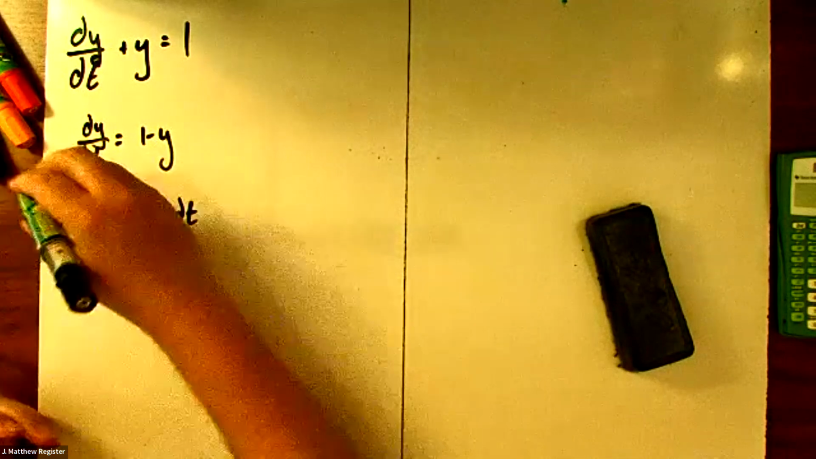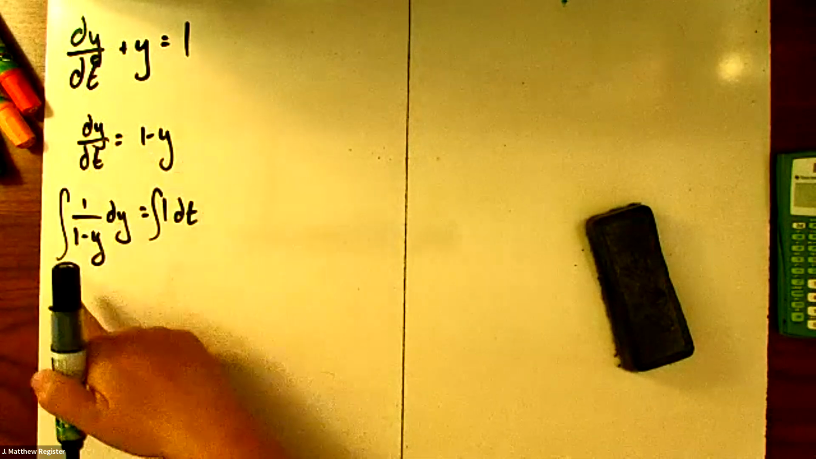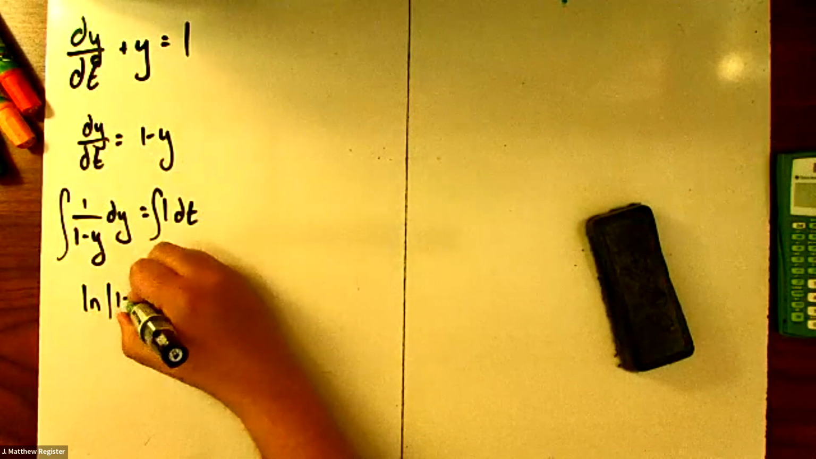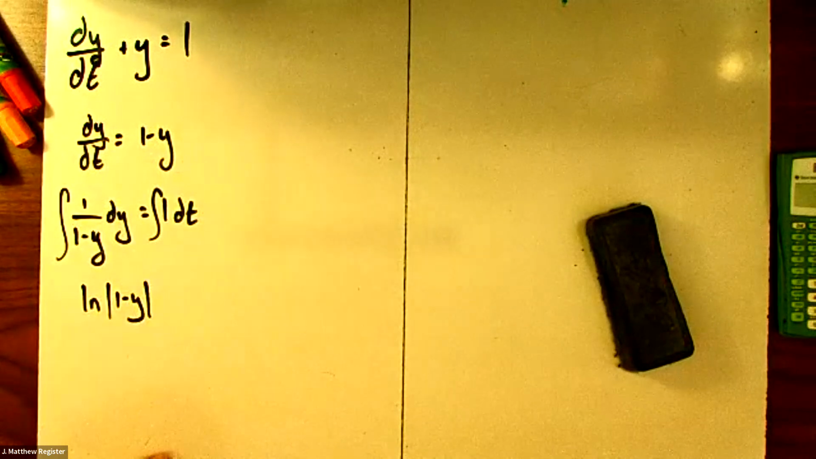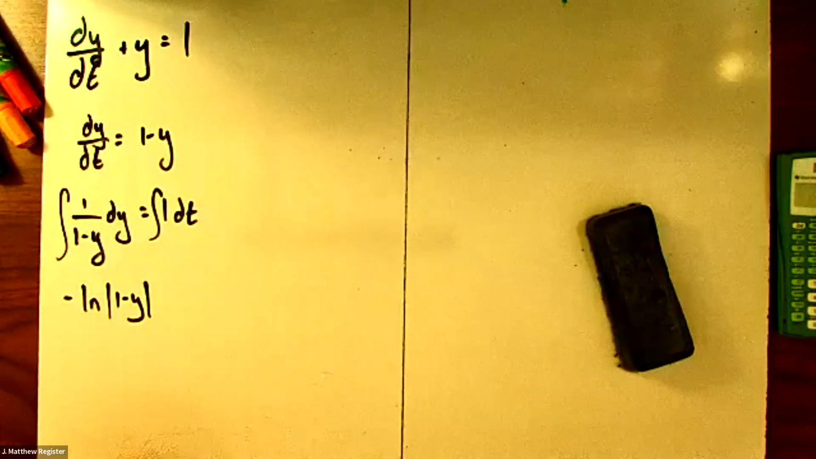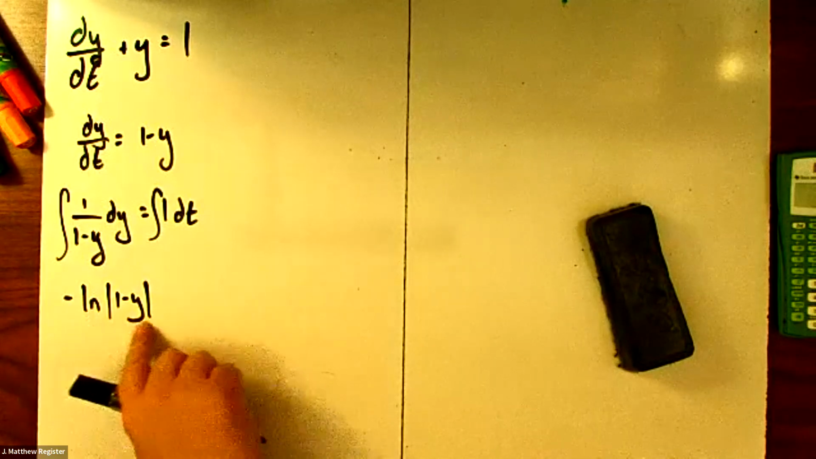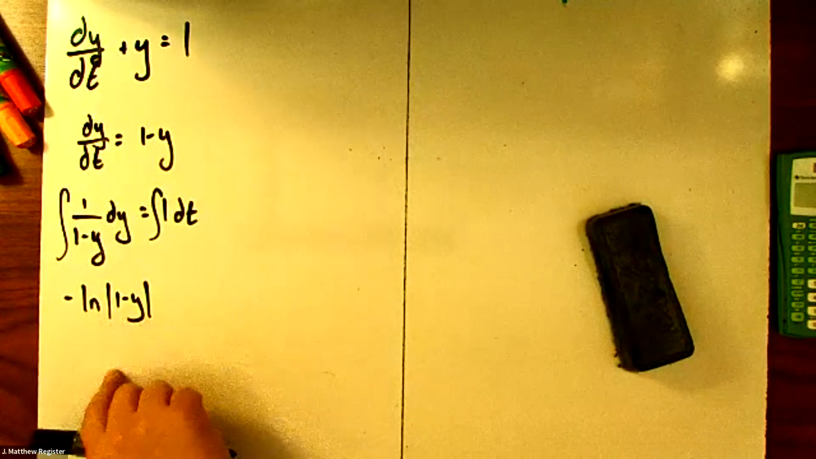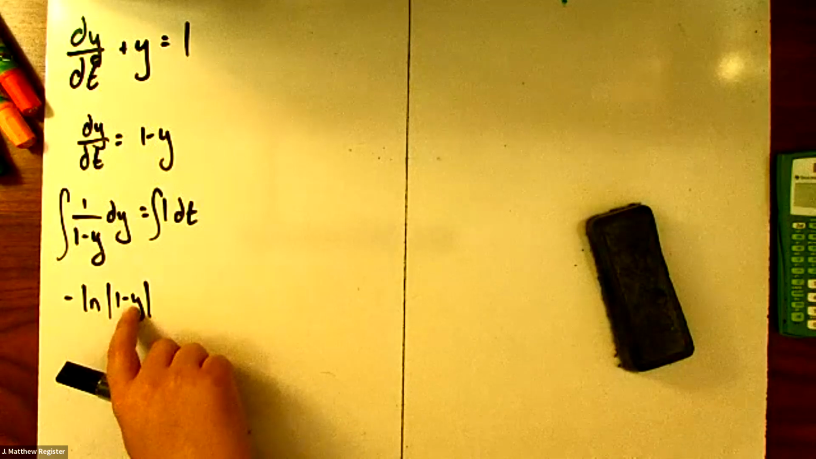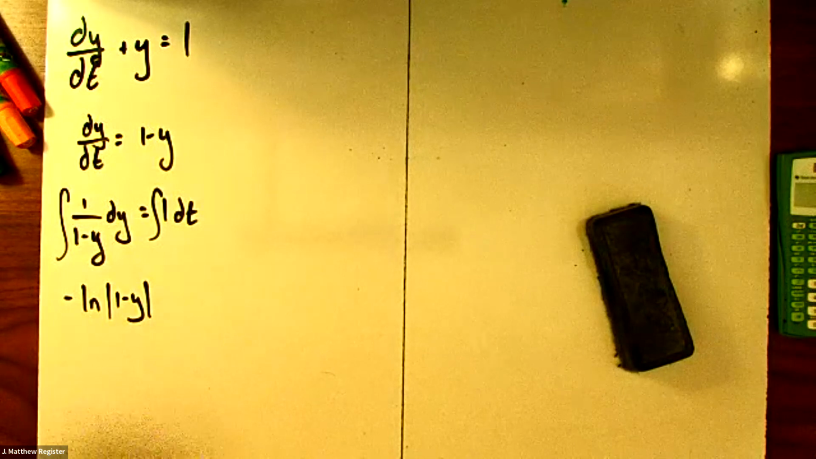When we integrate the left side, we're going to get a natural log of absolute value of 1 minus y. And I believe we will also get a minus sign that comes out of it from the chain rule. There's an easy way to check this. If we were to take the derivative of this, the derivative of natural log of stuff would be 1 over that stuff, so 1 over 1 minus y. But then the derivative of 1 minus y would give us a negative 1. So we need that negative out there to balance it out.